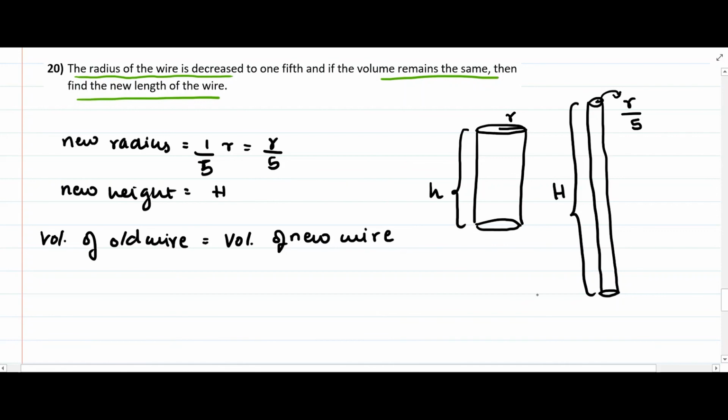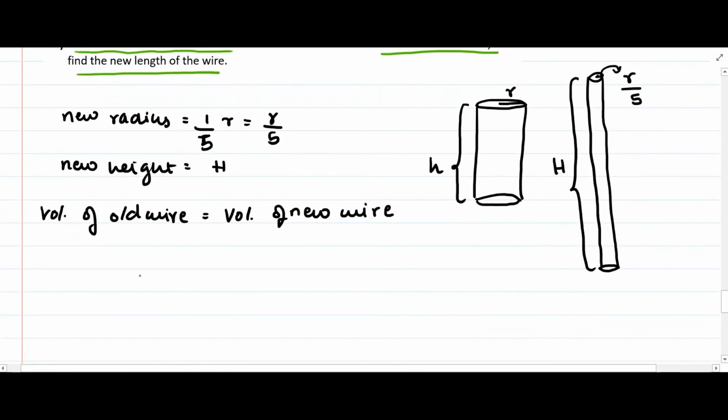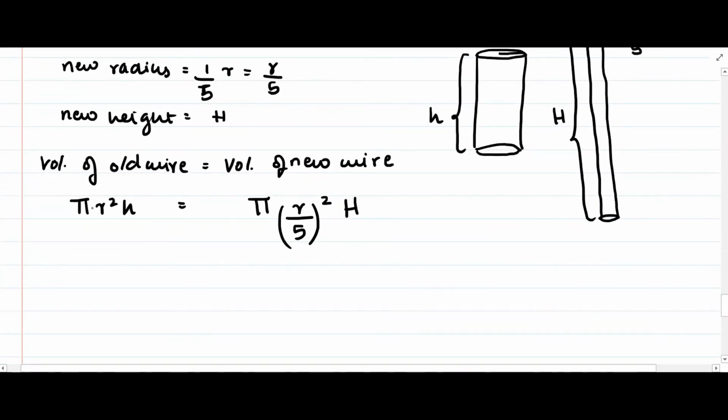So we are going to use a formula of cylinder. What is the volume of cylinder formula? Pi r square h. So we are just substituting it. And for the new one, we are using the new radius and height values. r by 5 the whole square into capital H. So now cancelling out the common terms, we'll cancel pi alone here. So r by 5 the whole square becomes r square by 25. Then again we cancel r square and r square.